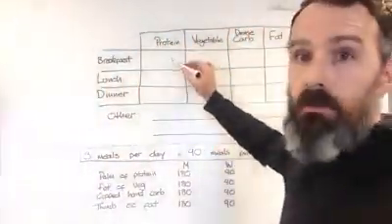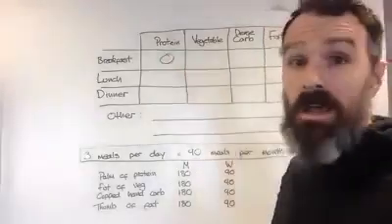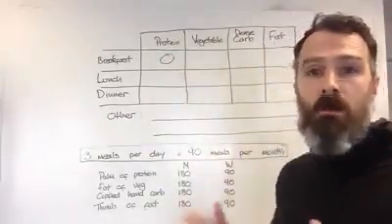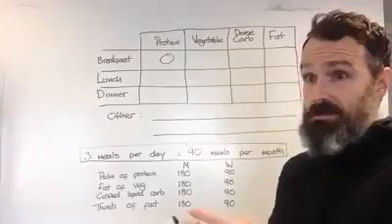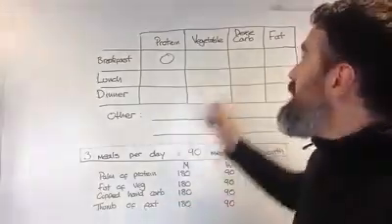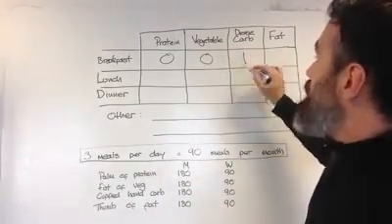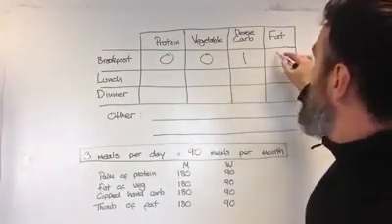So if, for argument's sake, for breakfast, I don't have protein, 0, and that's fine. And with all of this stuff, there's no moral dimension to any of this. It's really just inputs and outputs and yeses and nos. If I don't have vegetables, again, that's fine. If I do have dense carbohydrates, brilliant. And if I do have fat, okay.